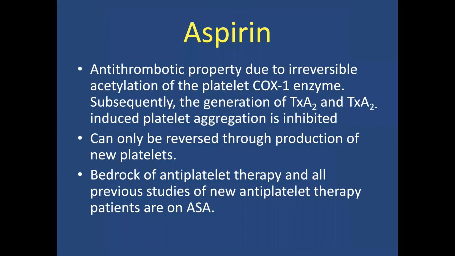So we're going to begin with aspirin. As I just said, the antithrombotic properties of aspirin are due to the irreversible acetylation of the platelet COX-1 enzyme, which then prevents the generation of thromboxane A2 and thromboxane A2-induced platelet aggregation. It can only be reversed through the production of new platelets because it's an irreversible acetylation. Aspirin is the bedrock of all antiplatelet therapy, and all previous studies of new antiplatelet agents, the P2Y12 inhibitors, were done in patients who were on aspirin.